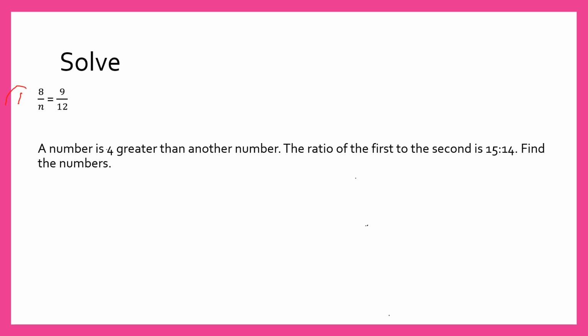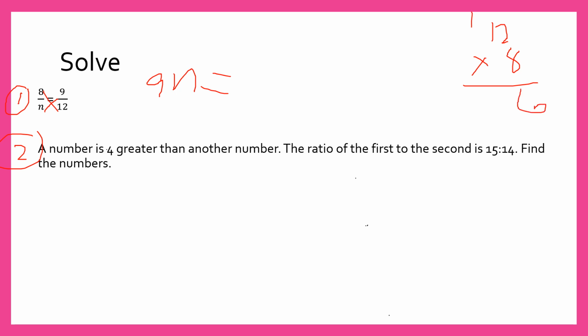Let us solve. So this is number one and this is number two. Okay, so we have here, find the n. Let us solve. We have 9n. So cross multiplying here, we have 9n is equal to 12 times 8. So we got 96. 96 divided by 9.